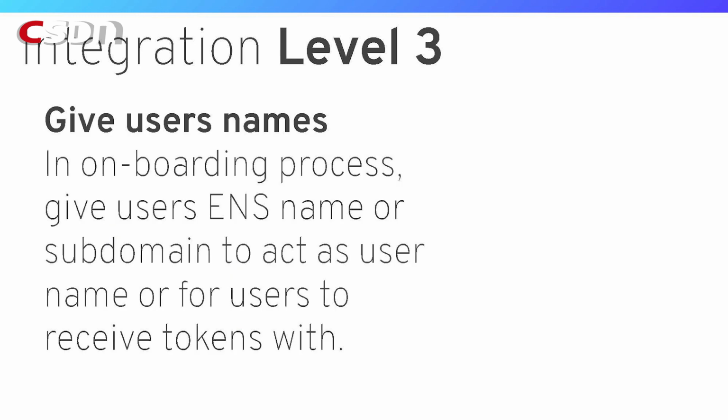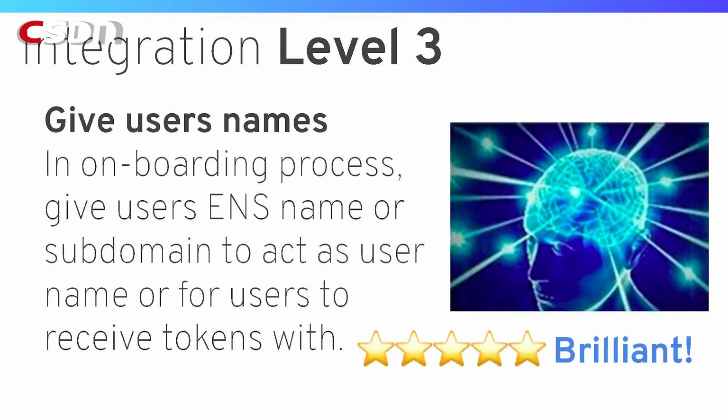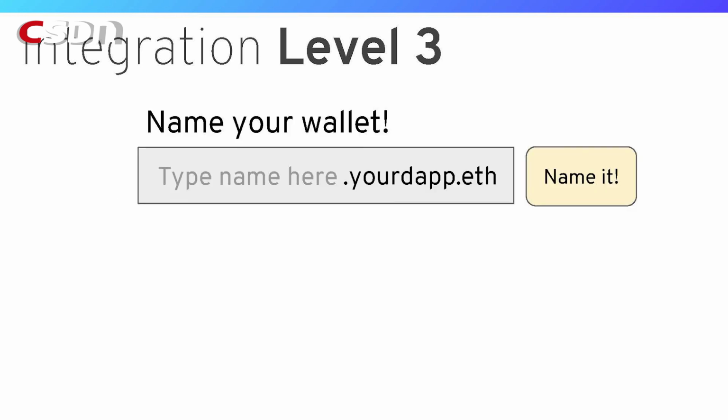So integration level 3 is you can actually give your users names. If people are sending to ENS names and they're doing reverse resolution, well, people need to get names in the first place. So in the onboarding process, you can give all your users an ENS name that can function as their username. This would be really, really smart if you're doing this. You can give them subdomains, so you can get yourdapp.eth. They can choose a username, and then they can name their wallet.